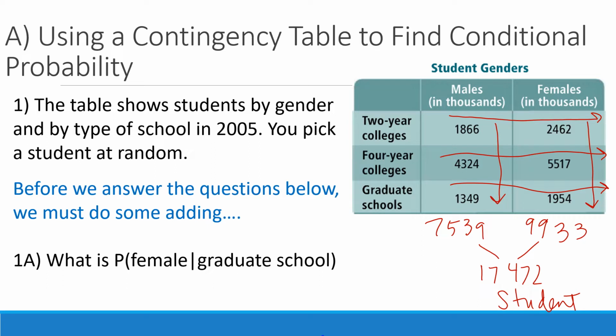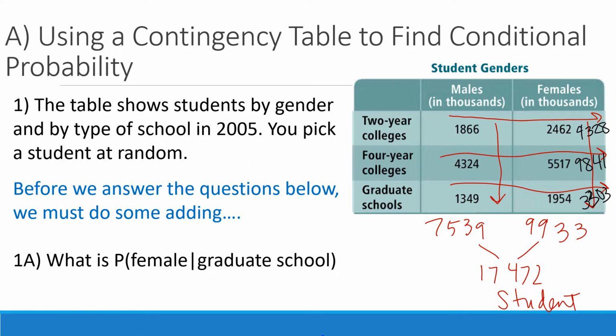Then I'm going to add across here. For two-year colleges, and I don't have a ton of room here, that would be 4,328 students. In four-year colleges, there are 9,841 students. And then in graduate schools, there are 3,303 students. So we're going to add those all up.